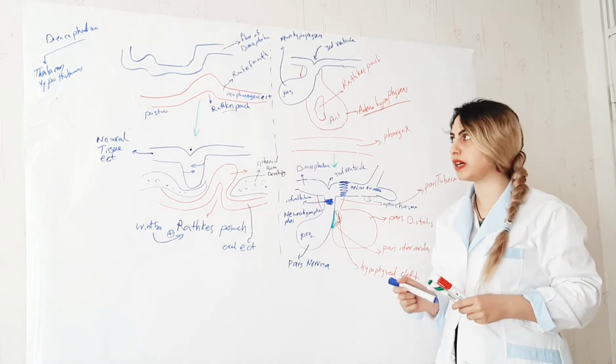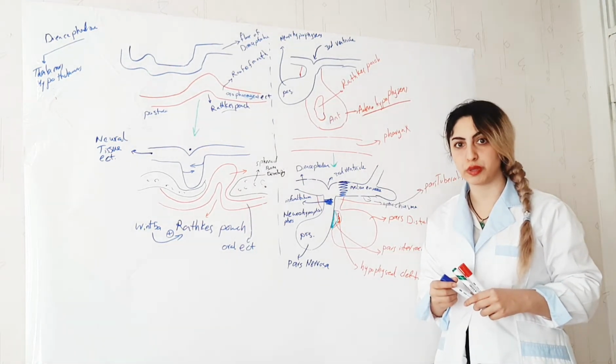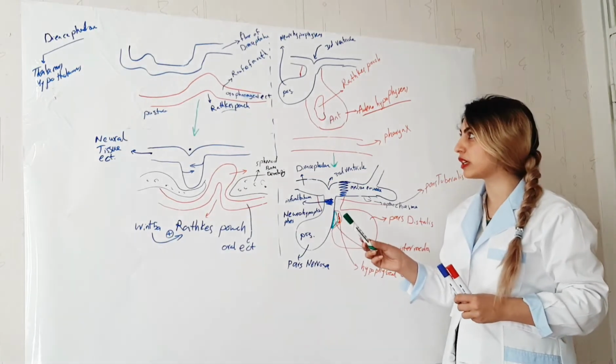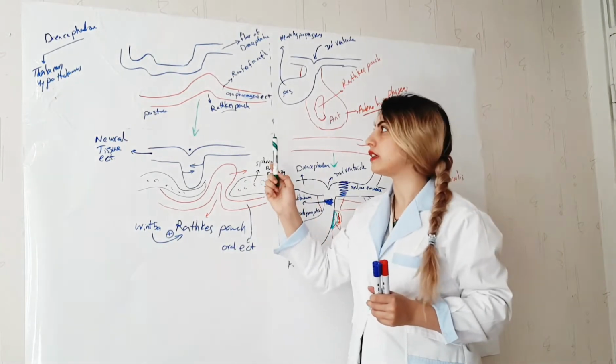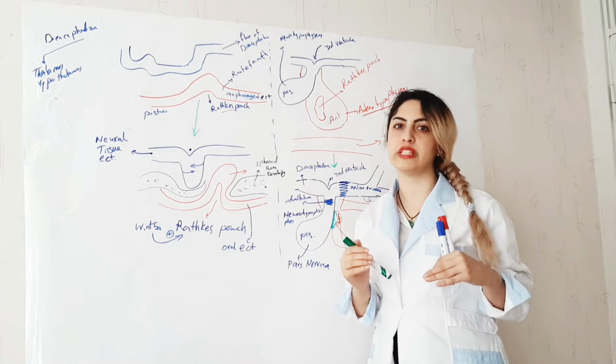Today I want to talk about the maturation of the pituitary gland, the anterior and also the posterior part. Here I'm going to talk about the origins of the pituitary gland. So let's just start. The posterior pituitary gland and the anterior pituitary gland have different origins.